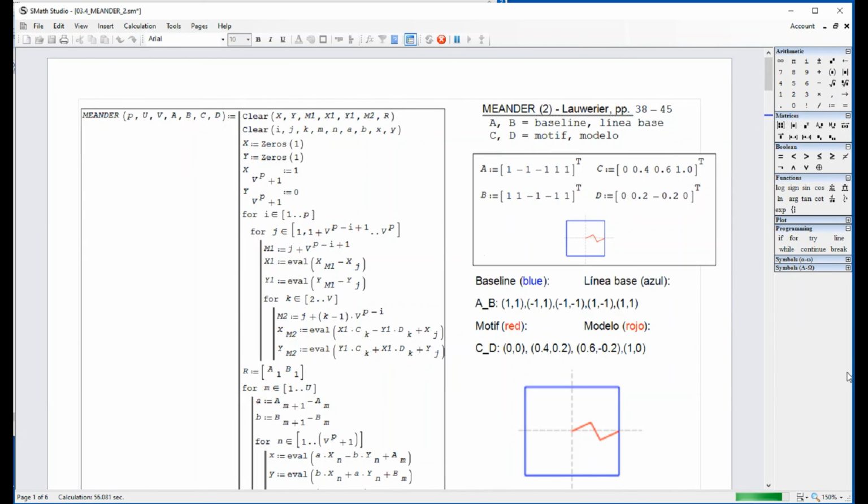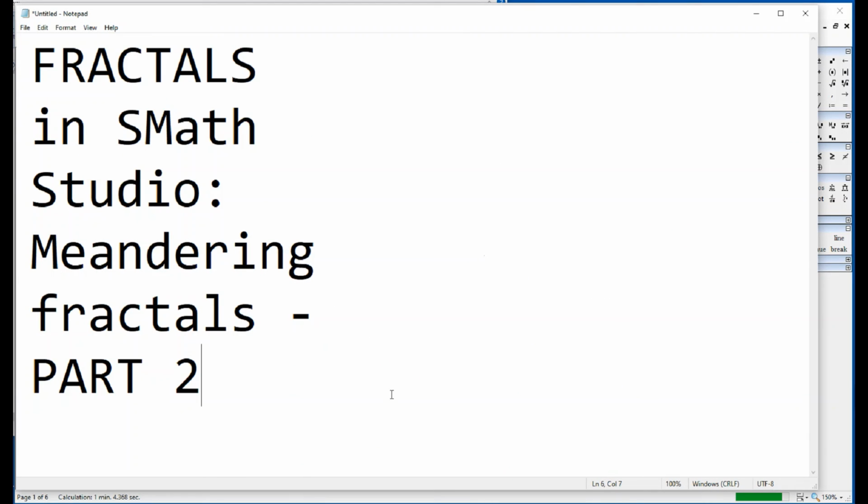And you are welcome to produce your own fractals using this meandering program. And with that, we'll conclude this second part of meandering fractals.